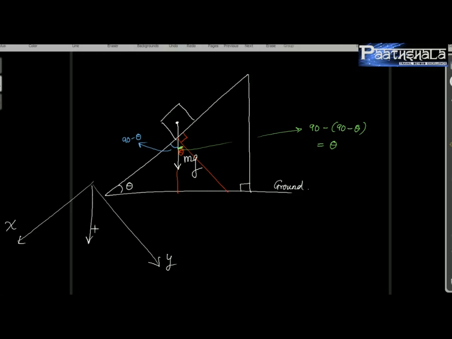So having said that, this is the force mg, and like we have established, this angle happens to be theta. So the force that acts along the y-axis is nothing but mg, the force towards the angle theta, which is mg cos theta, and the force that acts along the x-axis is nothing but the force component of mg away from theta, which is mg sin theta. Okay, I hope that is clear. We'll proceed to the next slide.